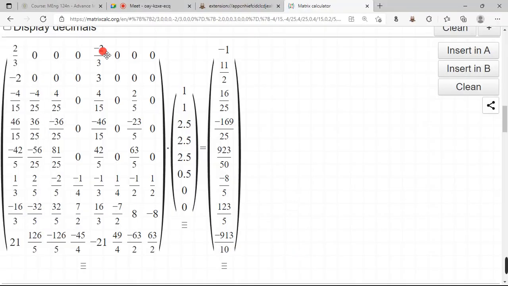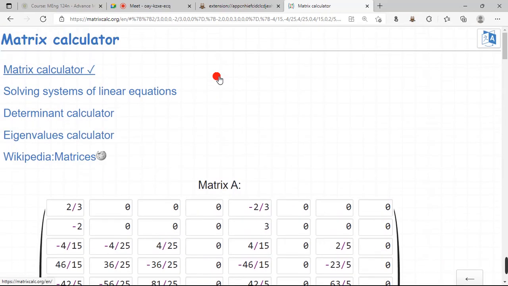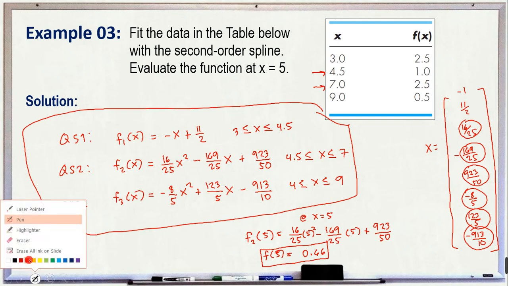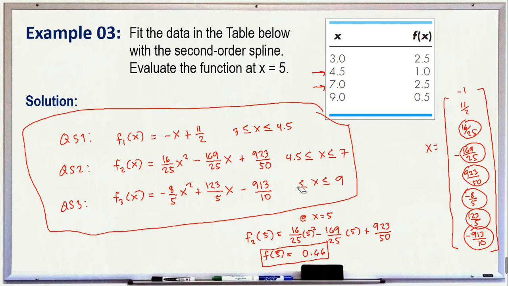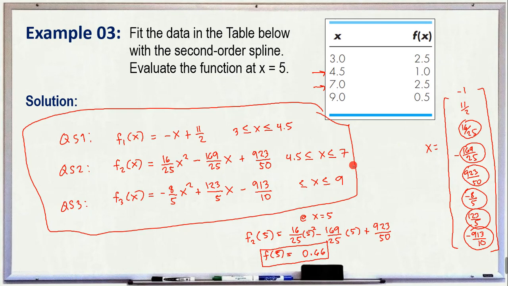So, in the PowerPoint, QS3 is, sorry, sorry. Sorry, right, correct. So, thank you for the correction. This is 7 to 9. So, 7 to 9. Okay? So, thank you very much for the correction.